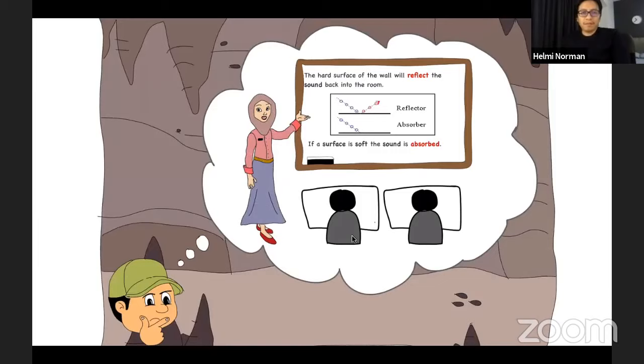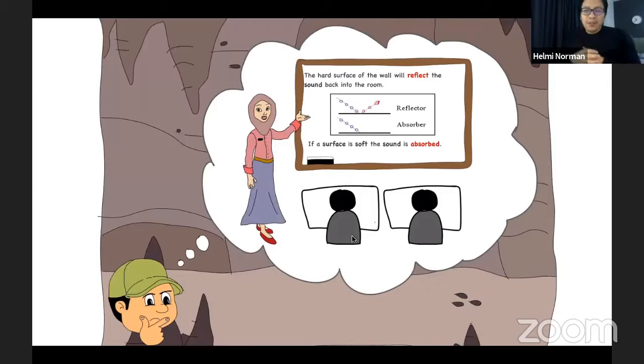When sound travels in a given medium, it strikes the surface of another medium and bounces back in some other direction. This phenomena is called the reflection of sound. Good. For example, the hard surface of the wall will reflect the sound back into the room. Otherwise, if a surface is soft, sound is absorbed.